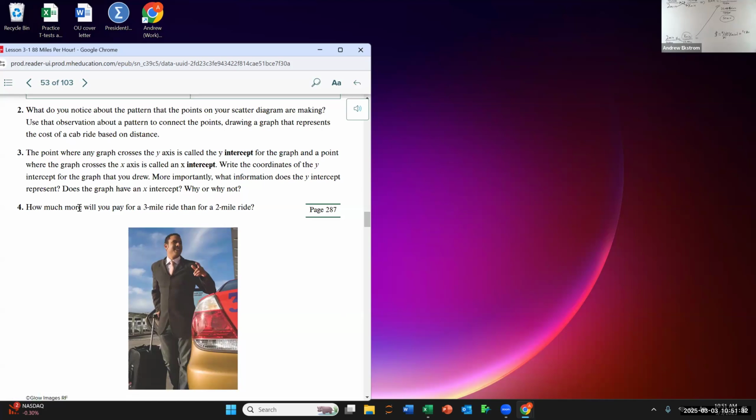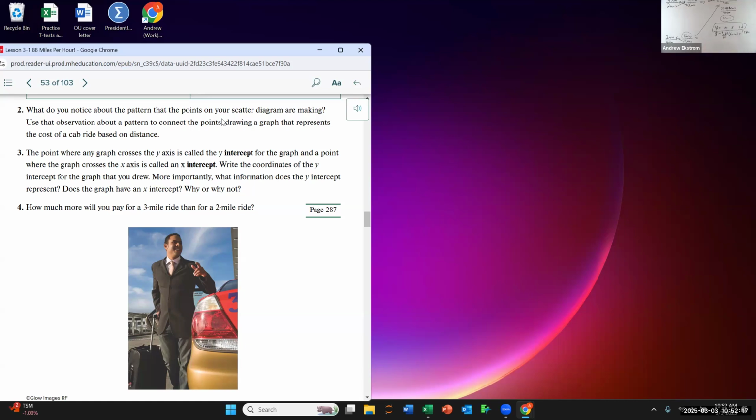Looking at the other questions that we have here, it says, what do you notice about the pattern? Well, this formula, when we plot it out, is going to look like y equals mx plus b. What type of plot does y equals mx plus b actually give us? It's an equation of a line, right? And for every additional mile that we take, it's going to cost an extra $2.60.